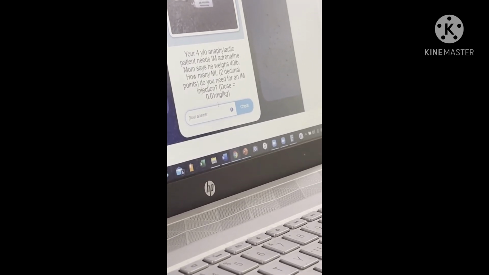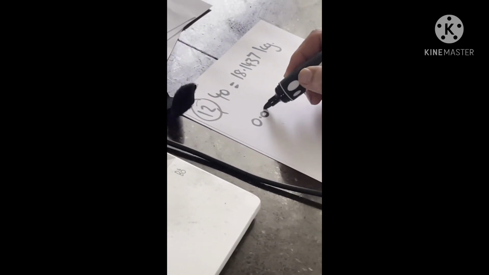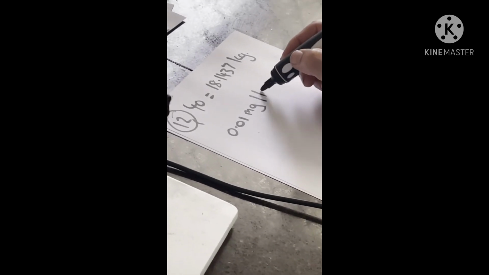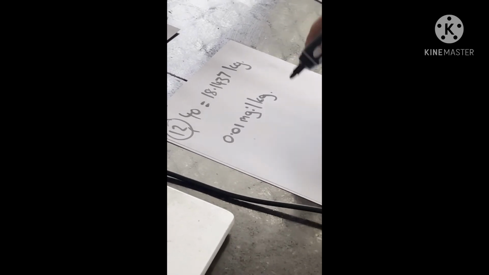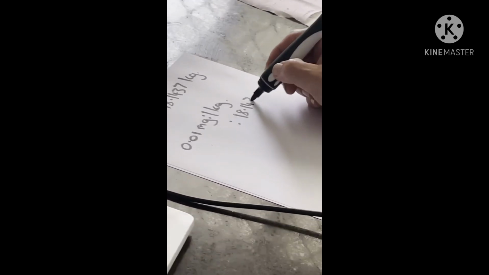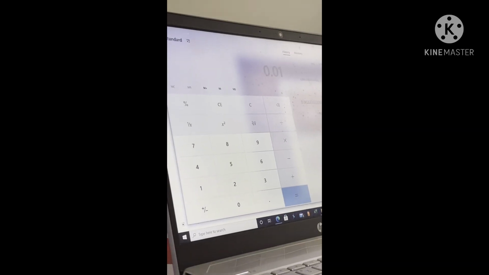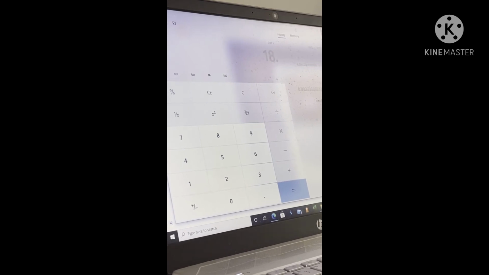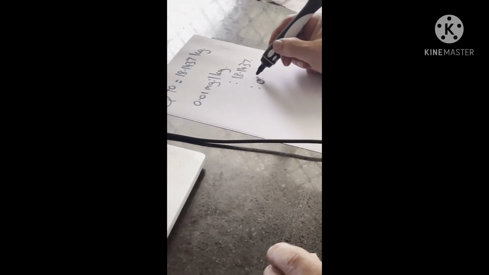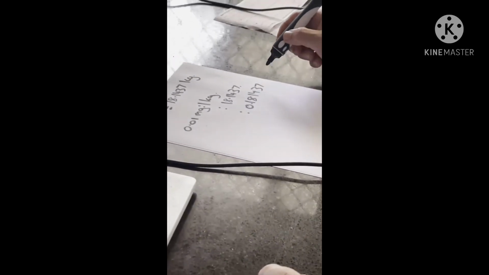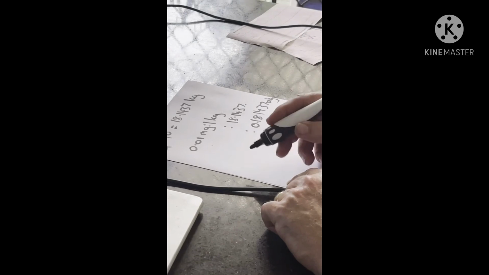The dose is 0.01 milligrams per kilo, per 1 kg. So we need to multiply, so he's 18.1437. So if we, on the calculator, go 0.01 times 18.1437, we will get 0.181437. Sorry, we'll get 0.18 milligrams is what we'll get. I was about to confuse myself there. Okay.